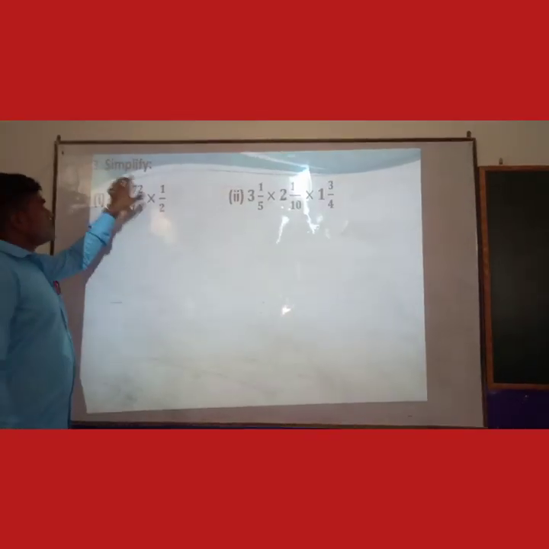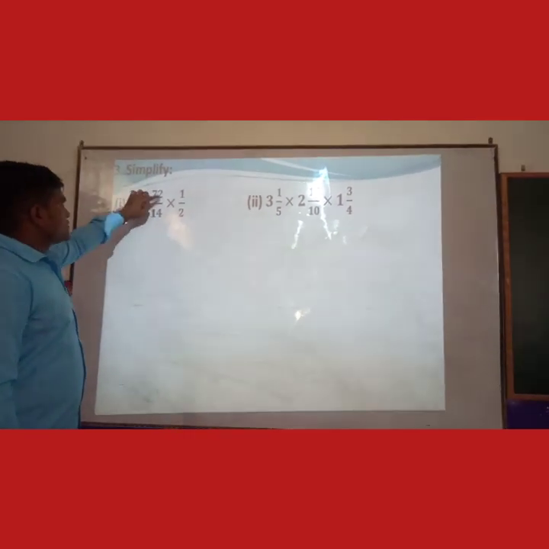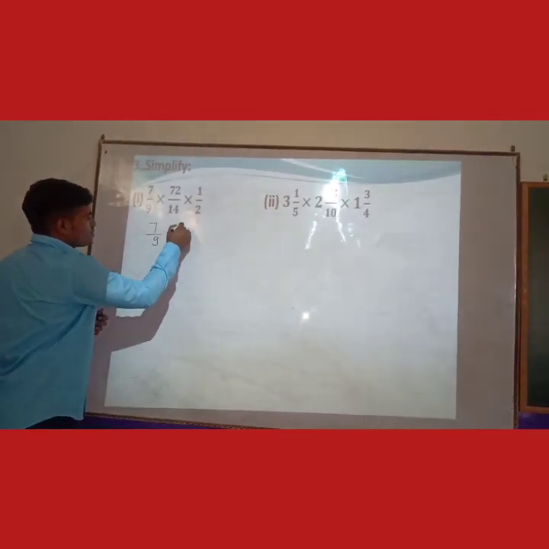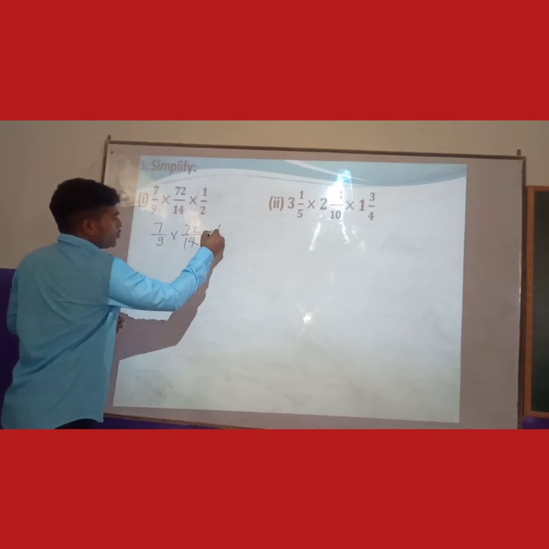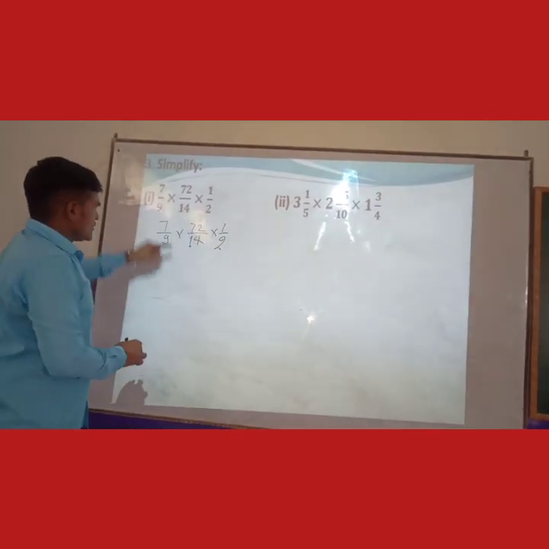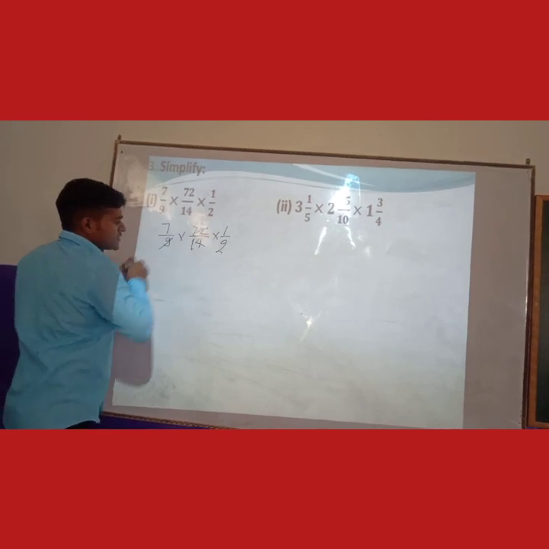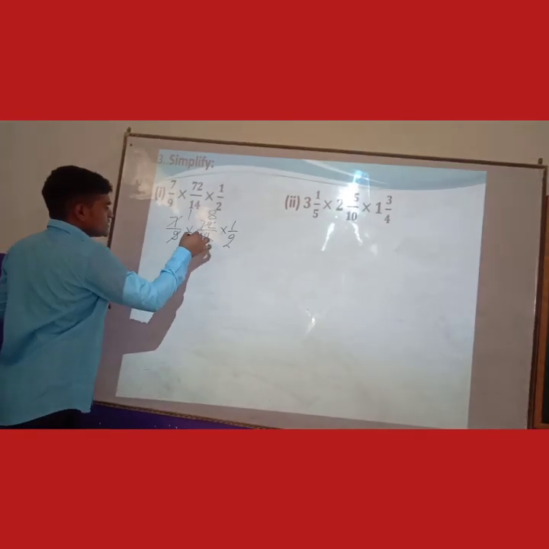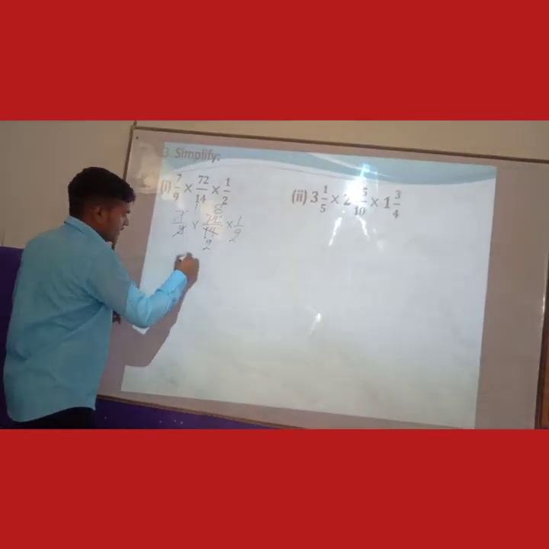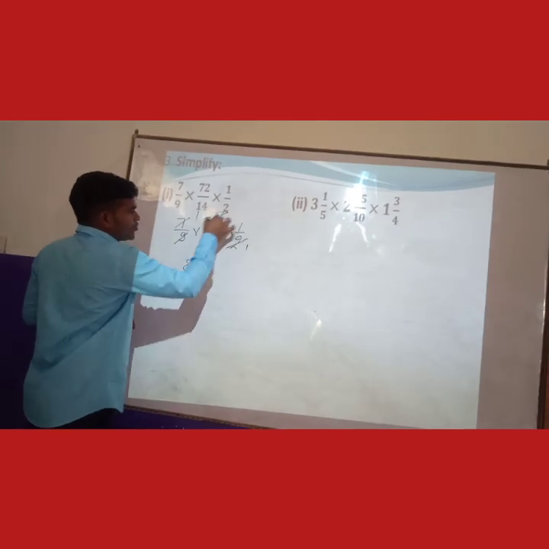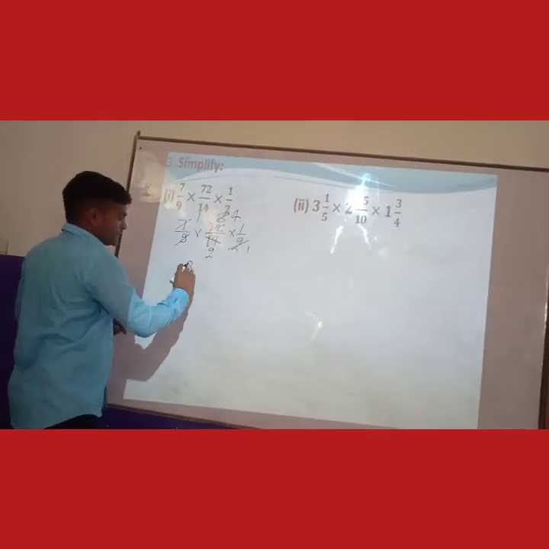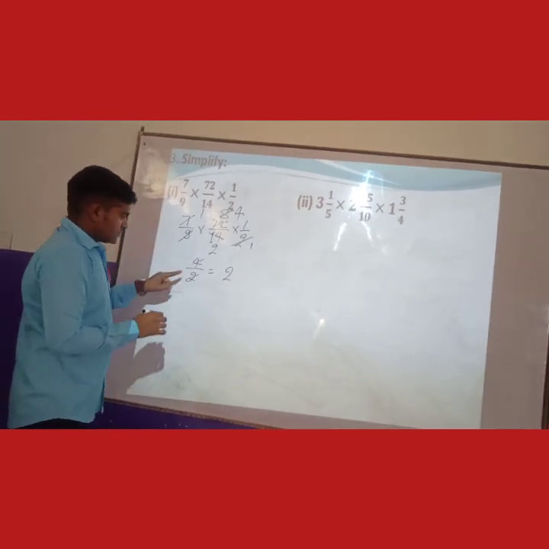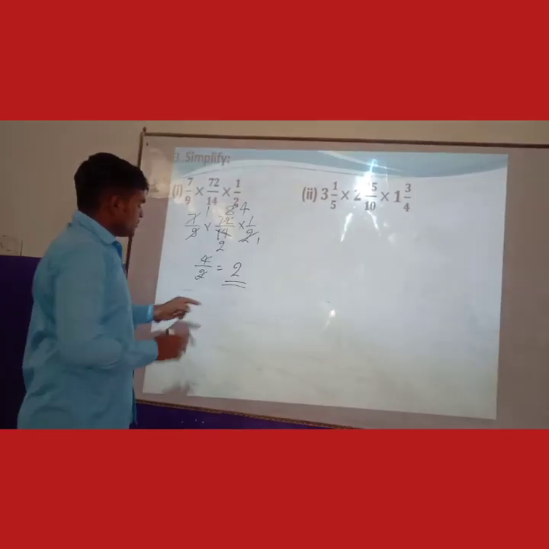Now simplify 7 upon 9 into 72 upon 14 into 1 upon 2. 9 divides 72, it gives 8. 9 times 1 is 9, 9 times 8 is 72, and 7 times 1 is 7, 7 times 2 is 14. So what we get is 8 upon 7. Then 2 times 1 is 2, 2 times 4 is 8. So we get 4 upon 2, that is 2. Cancel it. So we get 2. Its simplification is 2, or you can write 2 upon 1.